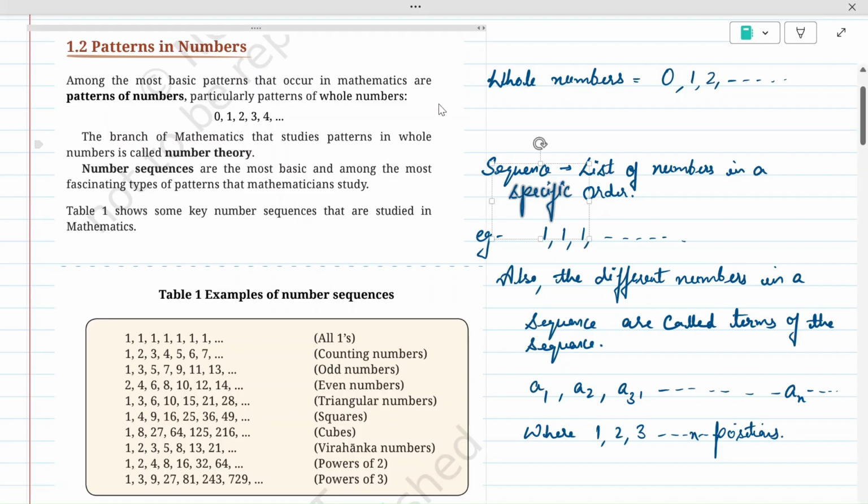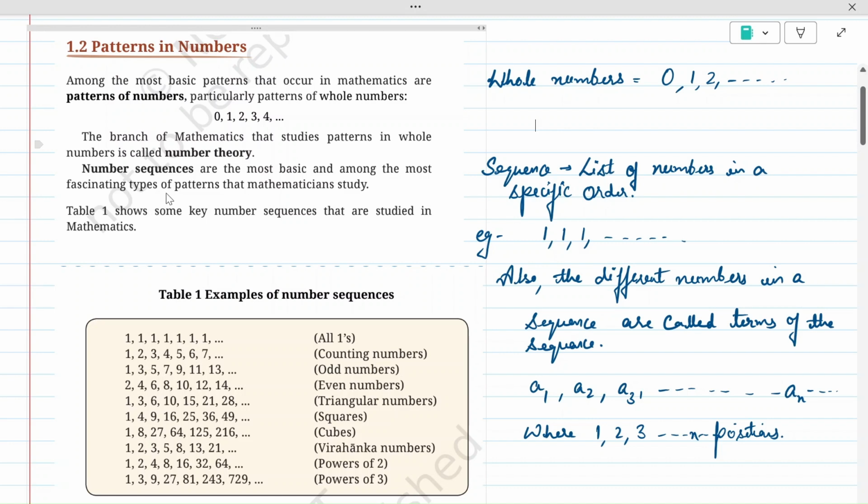So kids, let's start with the patterns in numbers. As a part of this chapter, we are going to study the different number patterns, particularly the ones which deal with whole numbers. So what are whole numbers? We know that whole numbers are the numbers which start from 0 and go till infinity. It is 0, 1, 2, 3, 4 and so on. The branch of maths which studies these number patterns with whole numbers is called number theory.